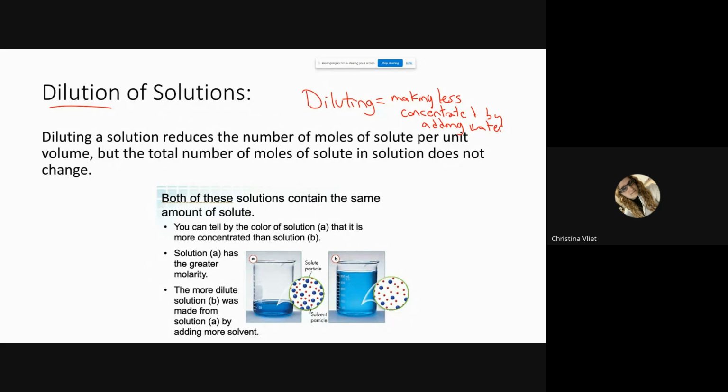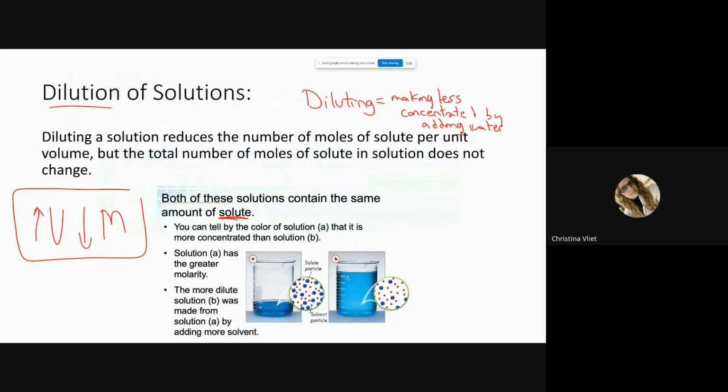So increasing the volume by adding water will do what to the molarity? It will always lower the molarity. So you're going to want to write that down. Increasing the volume will always lower the concentration. And you can see that in practice just by looking at the differences in color like I did in this little example here. And you'll be doing that in your lab. But the amount of solute is exactly the same in both. You're not changing the amount of solute. You're changing the amount of solvent in this process.